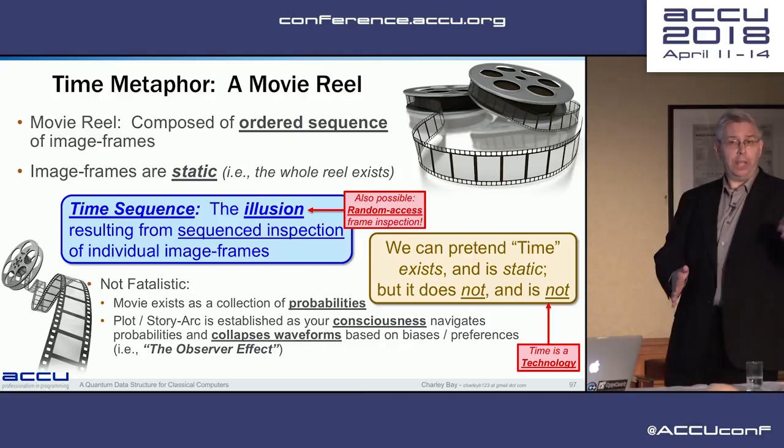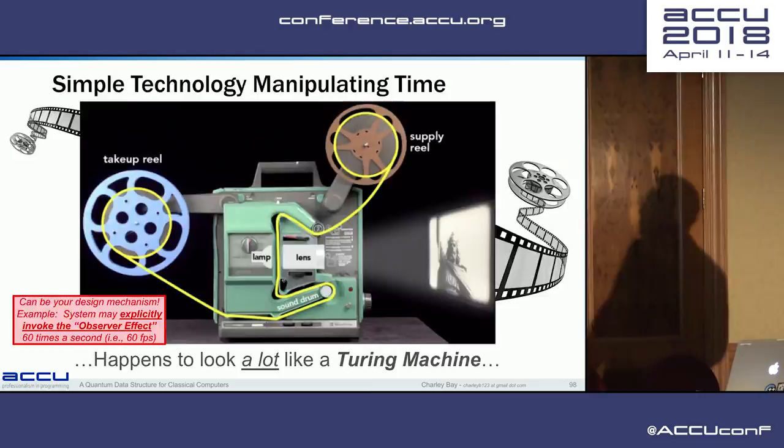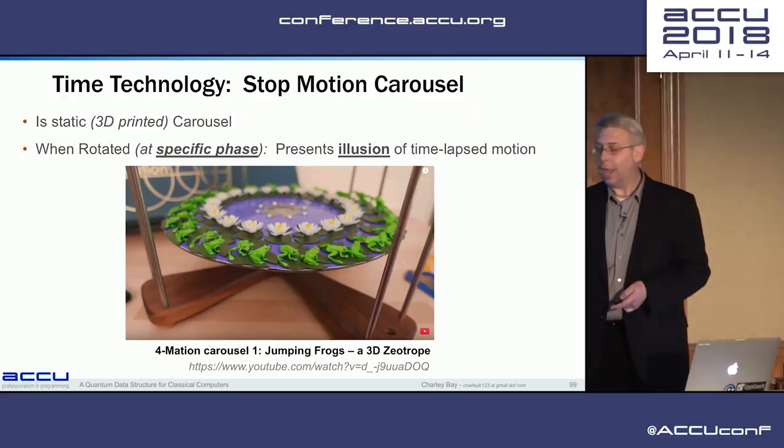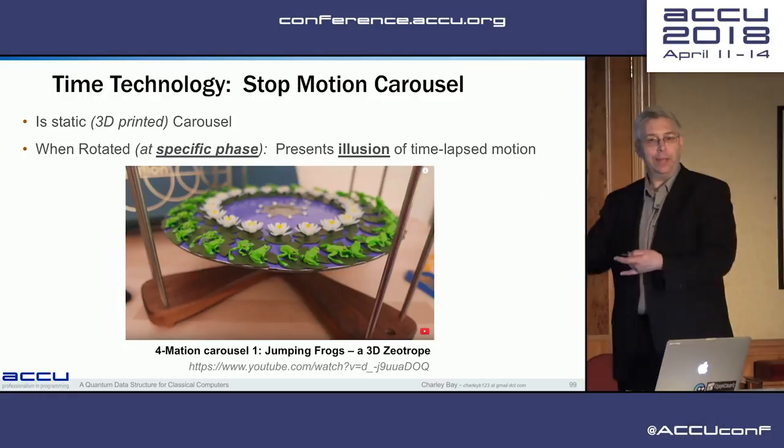This is a projector. Looks a lot like a Turing machine because there's time. Technology manipulating time. This is a really neat one. Go check out this video. It's a hunk of 3D printed plastic, and when you spin it, you get this animated sequence, and it's so cool. But that is time as an illusion. Time isn't real, you're perceiving it as an illusion.